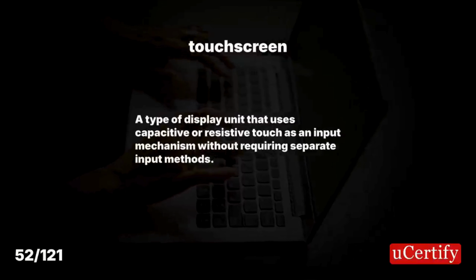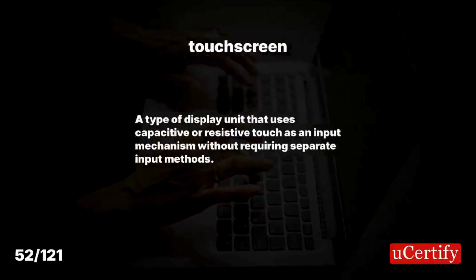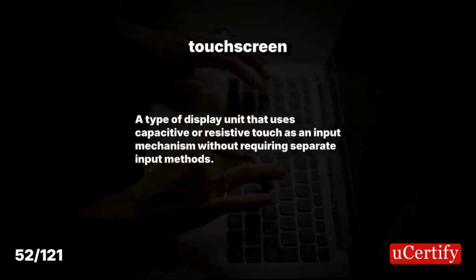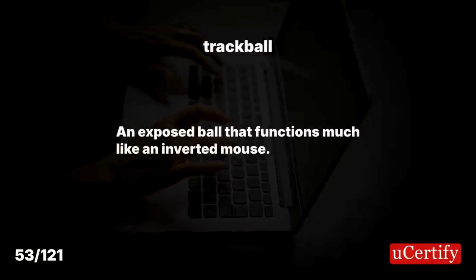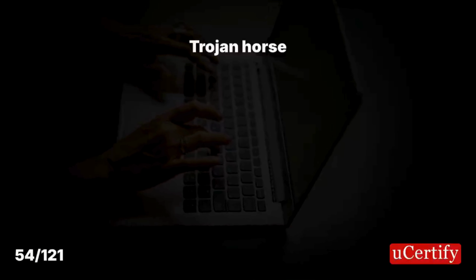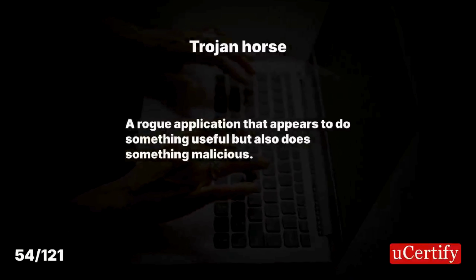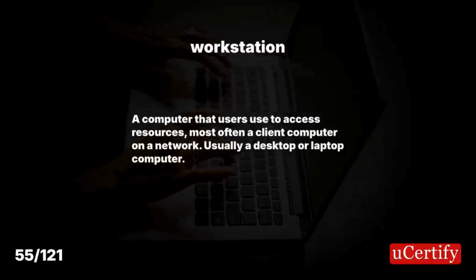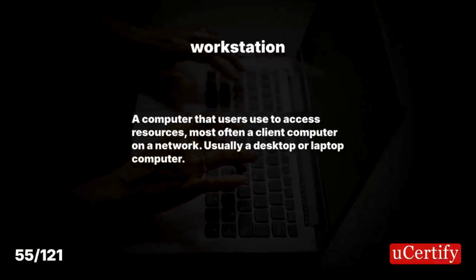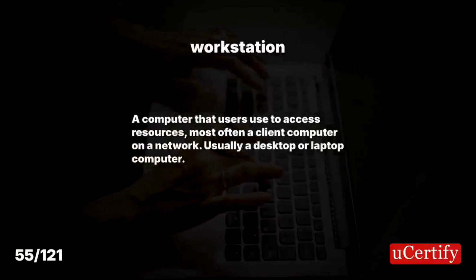Term: touchscreen. Definition: a type of display unit that uses capacitive or resistive touch as an input mechanism without requiring separate input methods. Term: trackball. An exposed ball that functions much like an inverted mouse. Term: Trojan horse. Definition: a rogue application that appears to do something useful but also does something malicious. Term: workstation. Definition: a computer that users use to access resources, most often a client computer on a network, usually a desktop or laptop computer.